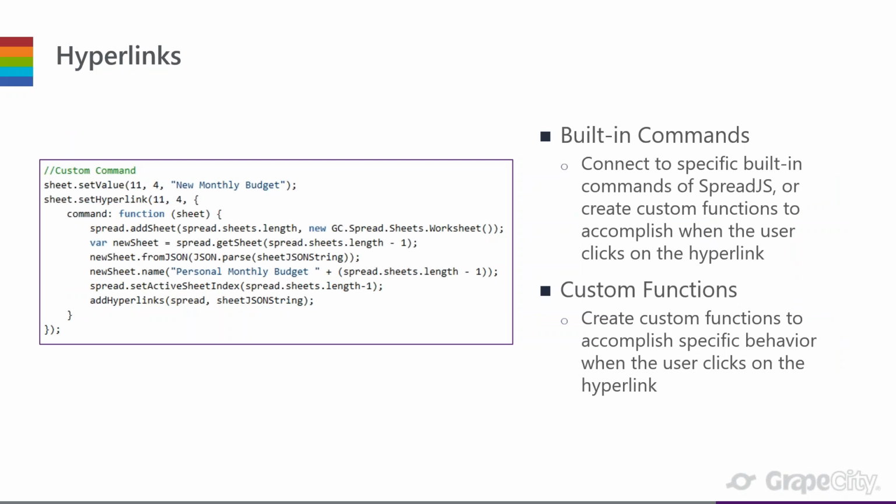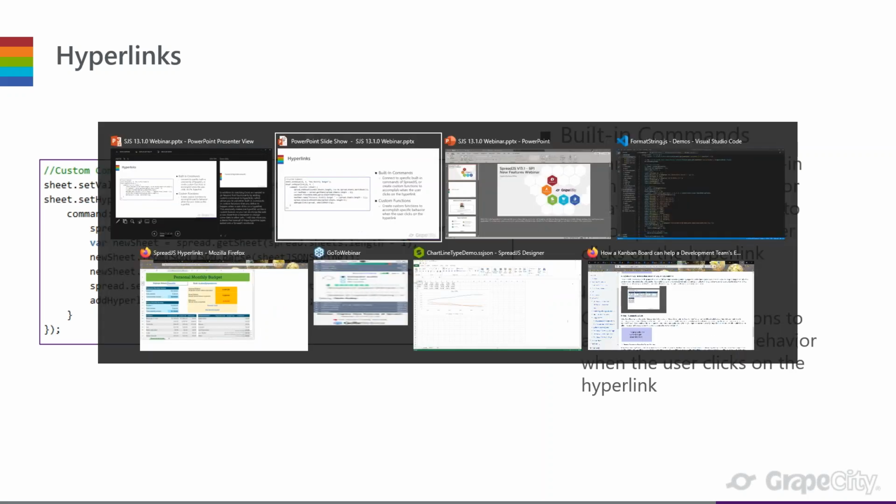In addition to matching Excel, we wanted to go beyond that functionality by adding custom commands to hyperlinks, which allows you to either use the built-in commands or custom functions that you define to happen when a user clicks on a hyperlink. This essentially makes the hyperlink act like a custom button, so you can do things like add a new sheet from a template or change some data in other cells. I'll now show you a demo that uses all these hyperlink types added into a SpreadJS workbook.